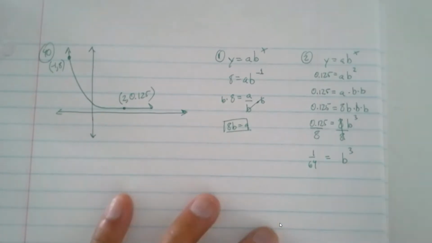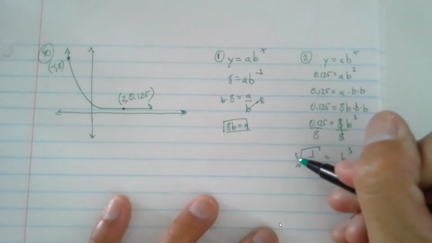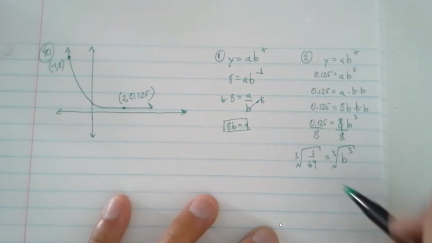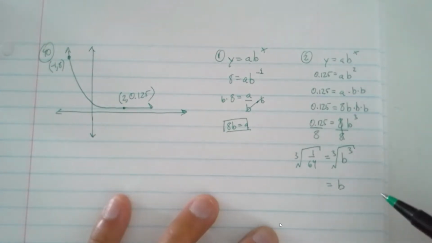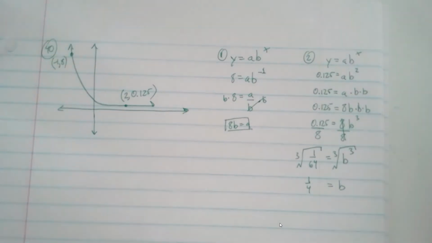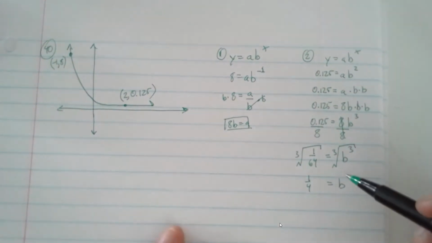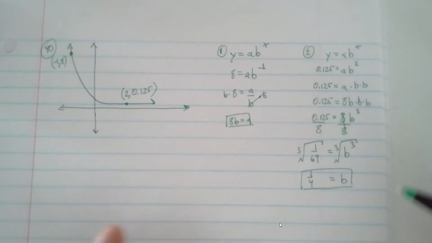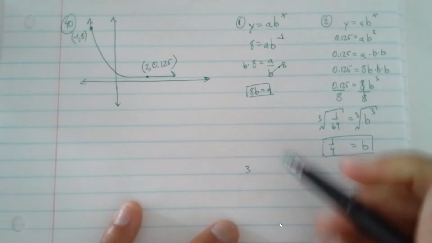And then I could cube root this to get rid of the cubic power here of b, so I can just get b by itself. And you should get, I think, a quarter. Not a literal quarter, but 1 over 4 or 0.25. I'm going to show you how you do that on your calculator in just a second, by the way.